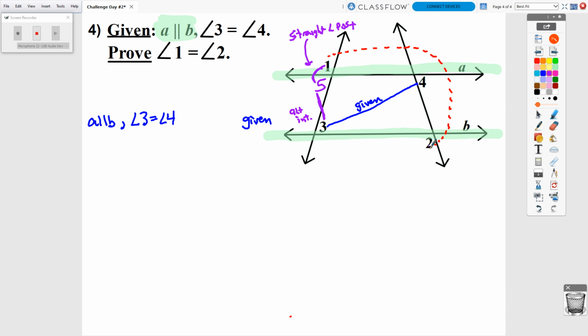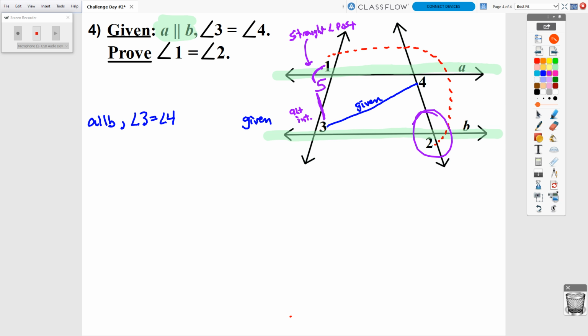Now it would be great if I could connect 4 down to 2. But notice 4 and 2 don't have a special name. So I need to find maybe an angle 6 that could connect to 4 and connect to 2 at the same time. That would be the most efficient way. So where can we put angle 6 at? Where can I, I don't know.